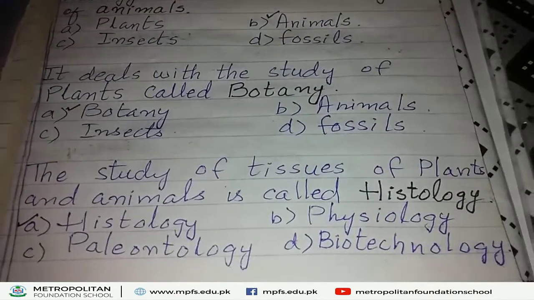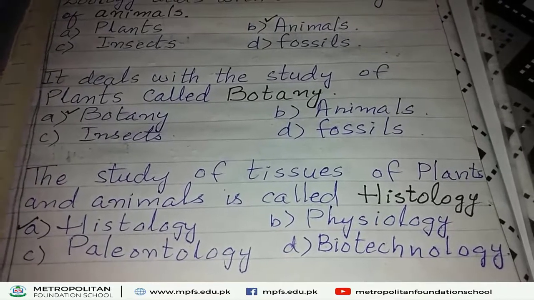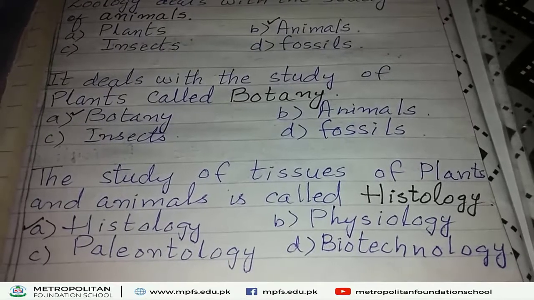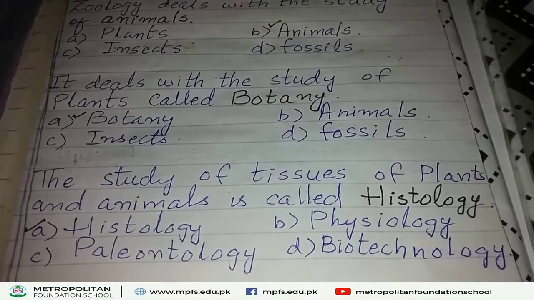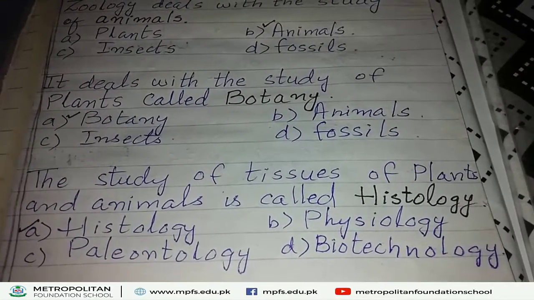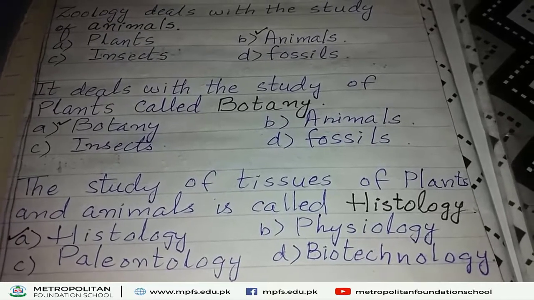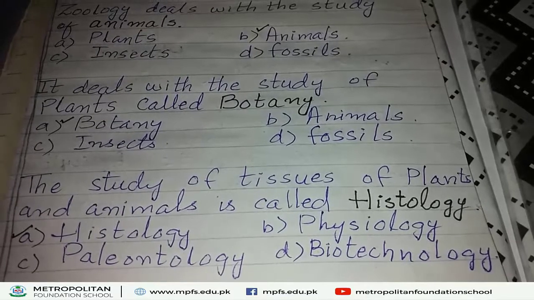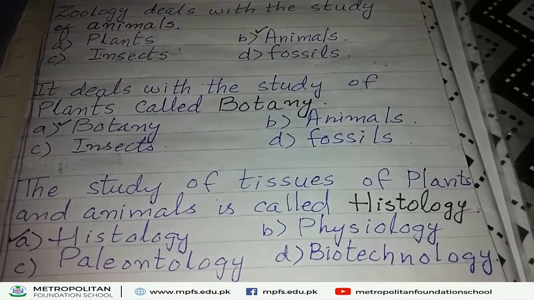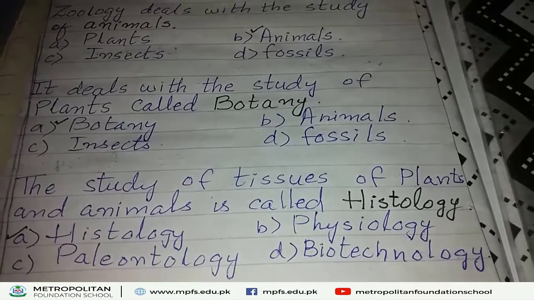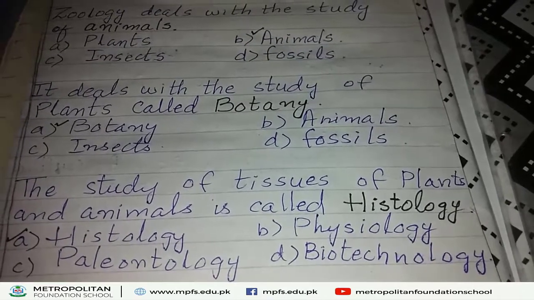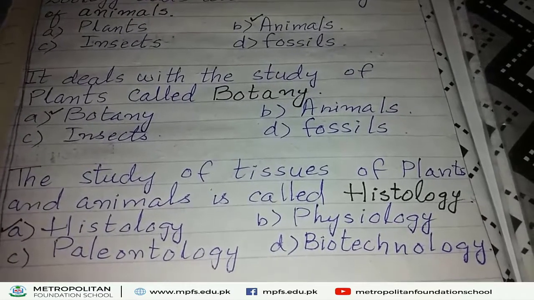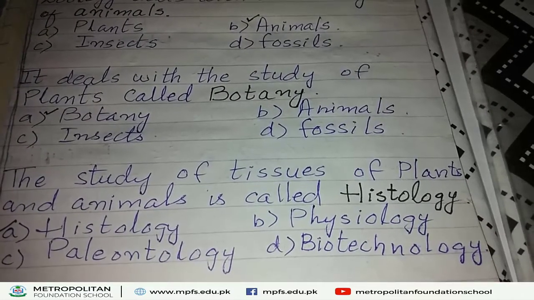Next, the study of tissues of plants and animals is called option A, histology, option B, physiology, option C, paleontology and option D, biotechnology. Students, the branch of biology in which we study about tissues of plants and animals, this branch is called histology. So, the correct option is option A, that is histology.